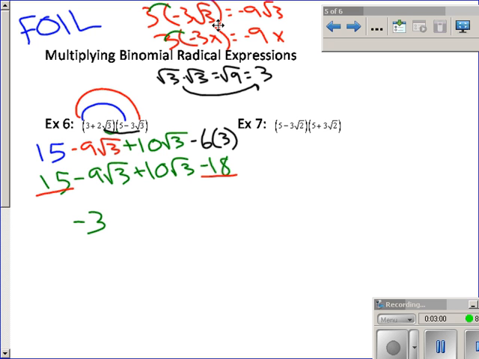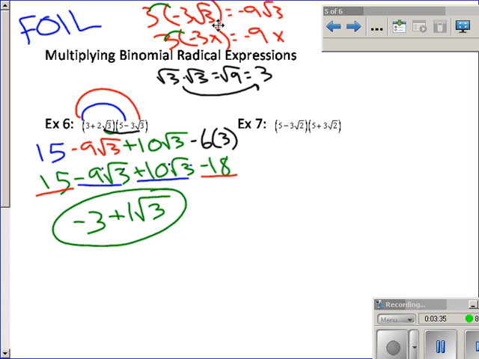I also have like terms because I have like radicals here. I have negative 9 root 3 and 10 root 3. And just like we learned earlier in 7.3, if they have the same index, which in this case is the square root, and they have the same radicand, which is 3, then we can combine them. So all we have to do is negative 9 plus 10, negative 9 root 3 plus 10 root 3. That would give us 1 root 3. You don't need to write the 1. You could just write it as negative 3 plus root 3, and it would still work.